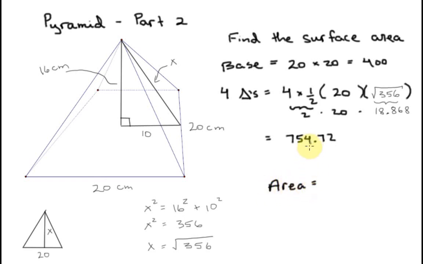So I'm going to take this 754.72 and I'm going to add to it 400. So here's my surface area for this pyramid. It's 1154.72, and the units there would be square centimeters.